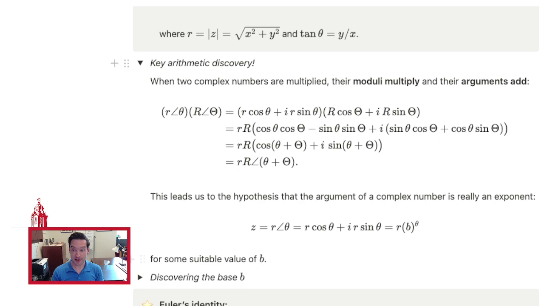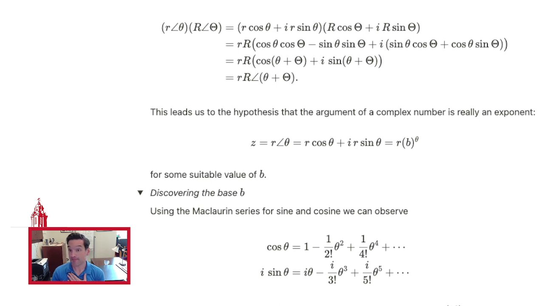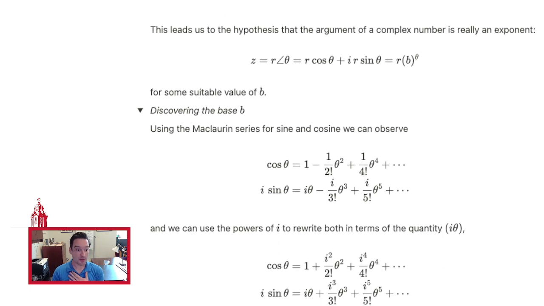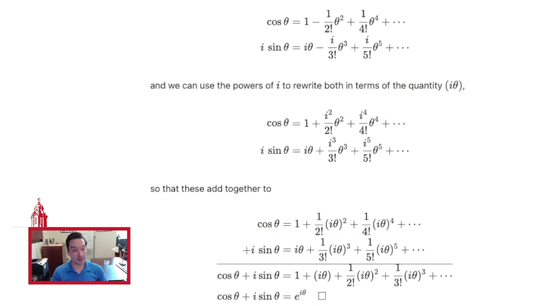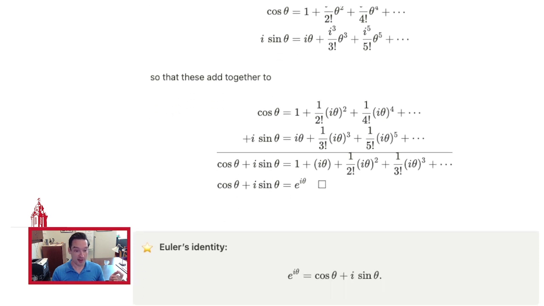And so then in our second video, we discovered what that base was by pulling out Maclaurin series, these series expansions of the cosine and sine functions that we learn in second semester calculus. And by doing some nifty arithmetic tricks with the powers of i, we combined those series together and discovered that really what we have is the exponential e to the power i theta is equal to, at least formally, cosine of theta plus i times the sine of theta, which was what we called Euler's identity, or sometimes it's called Euler's formula.